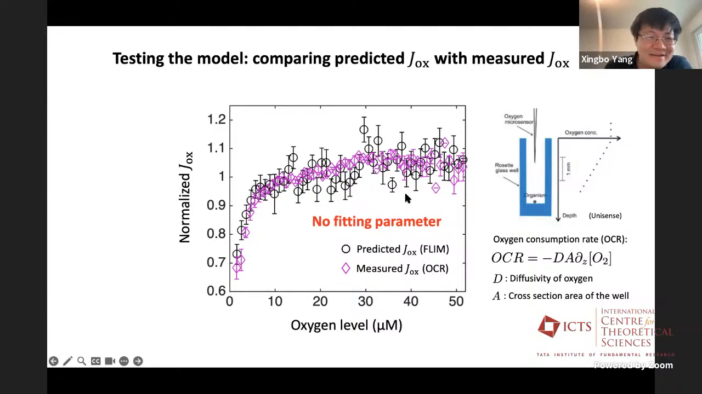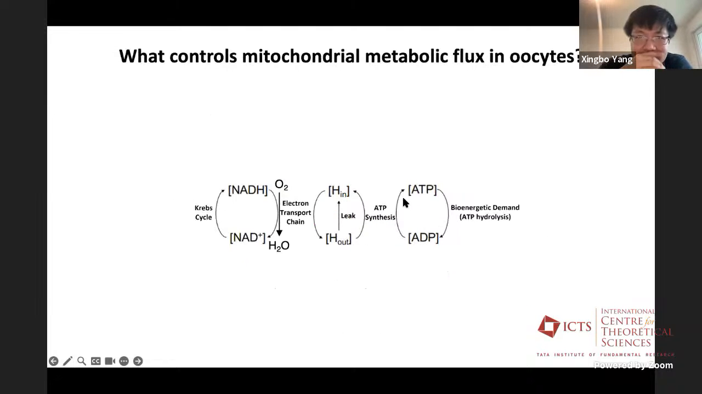Okay, so with that, I think we showed a method that can be used to measure metabolic flux, and this is mitochondrial metabolic flux or electron transport chain flux, with single cell or even subset resolution, through imaging, which is a very powerful technique. So with that, let me see how much time I still have.